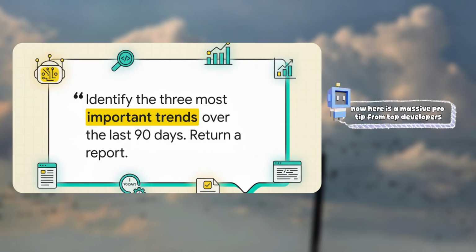Now, here is a massive pro tip from top developers. Don't just ask for a markdown text file. Actually, scratch that. A massive text file is just a wall of unreadable slop for non-technical stakeholders. Instead, instruct the AI to render this output as a clean, single-file HTML deliverable with embedded styling, or even a PDF. That ensures the output is totally polished and presentation-ready.